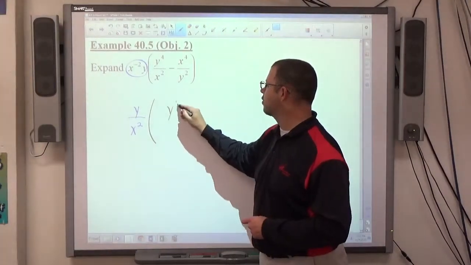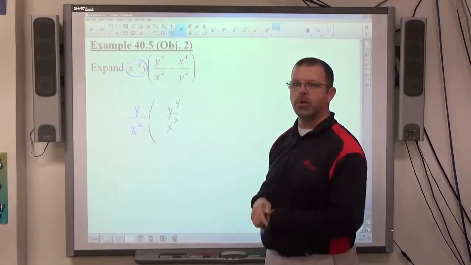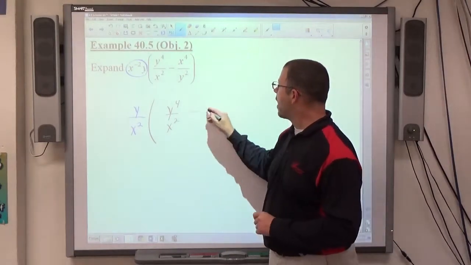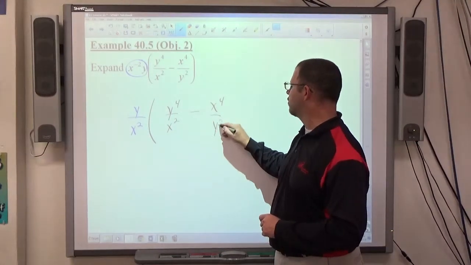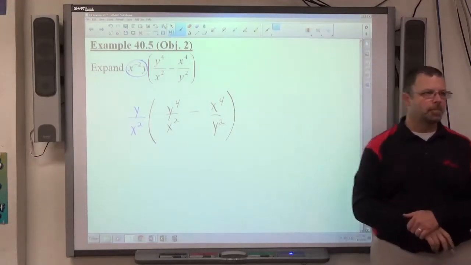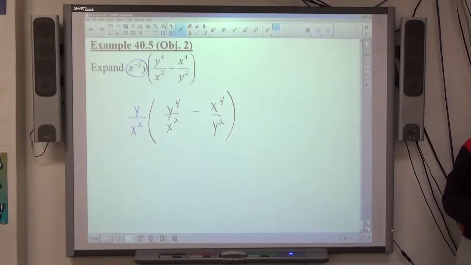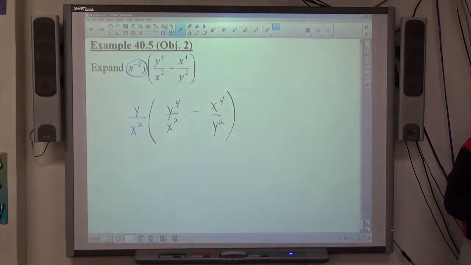Y to the fourth over x squared, nothing wrong with that. There's one y, there's one x, the powers are positive. Minus x to the fourth over y squared, there's one x, there's one y, powers are positive. So job number one's been taken care of. We fixed the problem so that everything's positive powered. There's one of each letter within each term.